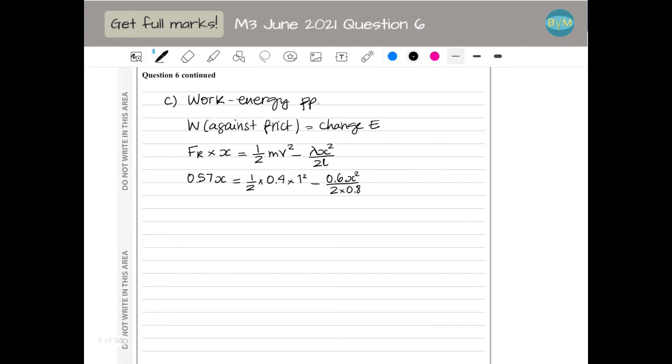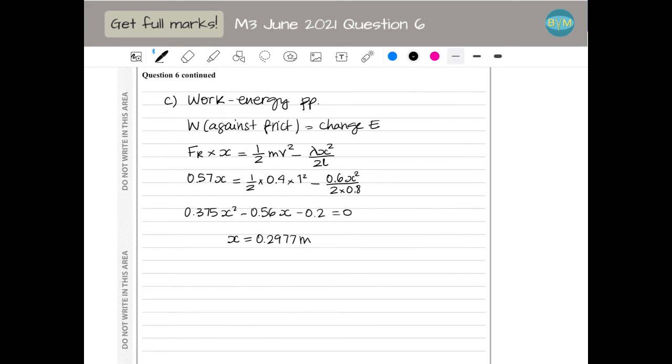So if you just reorganize the equation, you have something like 0.375x squared minus 0.56x minus 0.2 equals 0. And then x is going to be 0.2977. The other value is negative, so we don't want that.